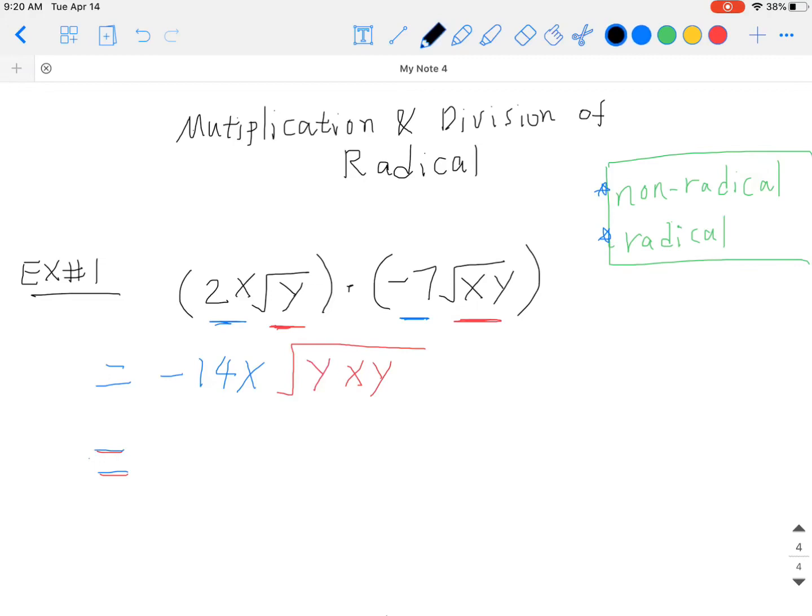Now it becomes negative 14x. We want to simplify a little bit further, and we have x, y squared. And y squared can be taken out because it's a square. The square root of this will be y outside, and what is left inside is only radical x.